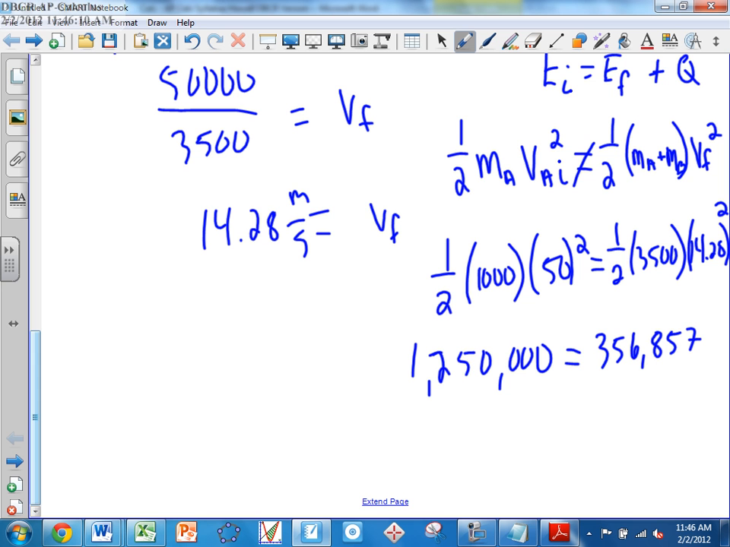So the energy in the beginning is all here. It lost almost 3/4 of its energy. And I want to make sure we focus on that. Put a plus Q here to show that that's where we're missing the energy. Subtract the 356 from both sides to find how much energy was lost. Again, there's the plus Q here, really, because there's energy loss. Subtract this number from 1,250,000. You get 892,143.